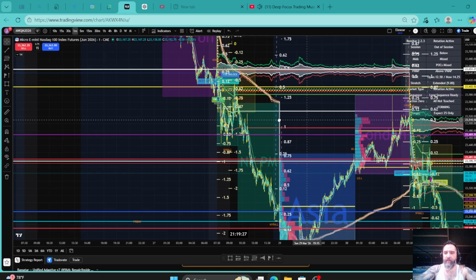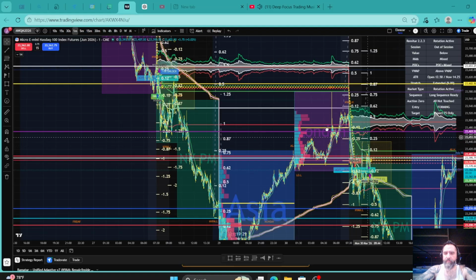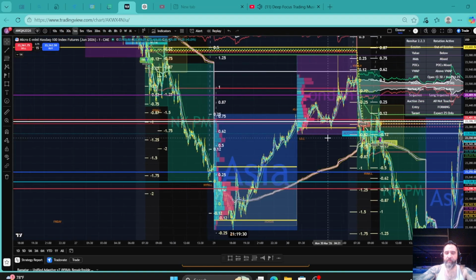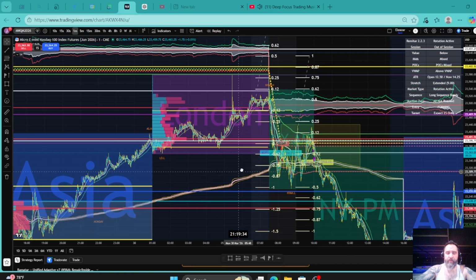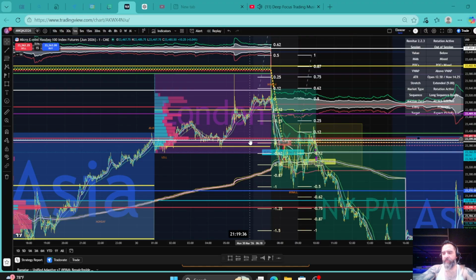Okay, all right, here we go. So it opened inside value. Okay, so we start thinking, okay, is it a rotation day? Possibly. But here's what I saw. This is where it starts to get a little deeper, because you need to understand, just because it opens inside value, it doesn't mean that we're going to automatically assume it's a rotation. Okay, so here's the real clue, guys.